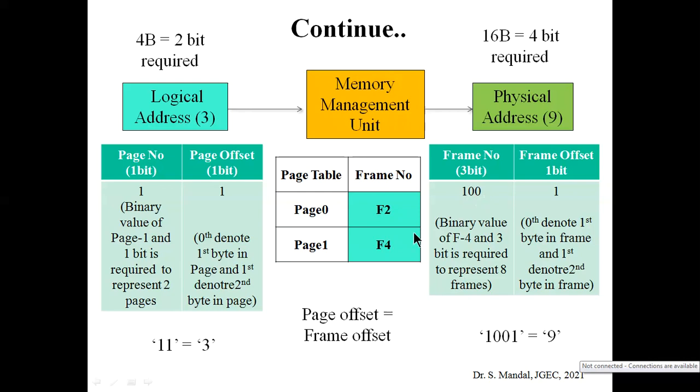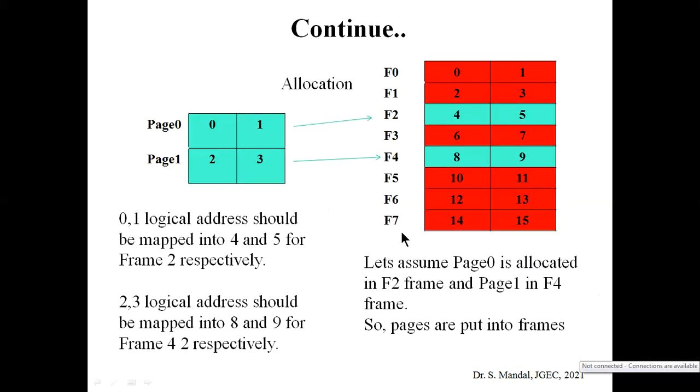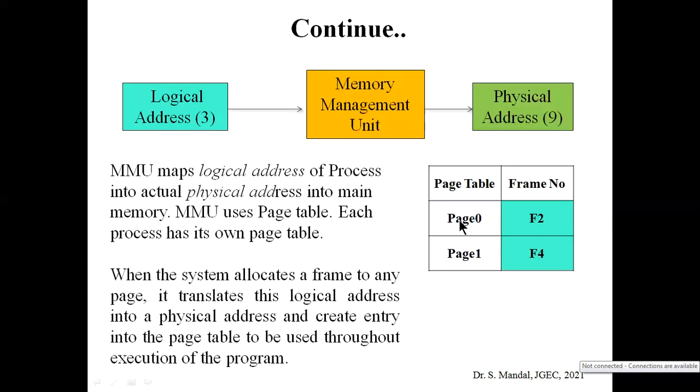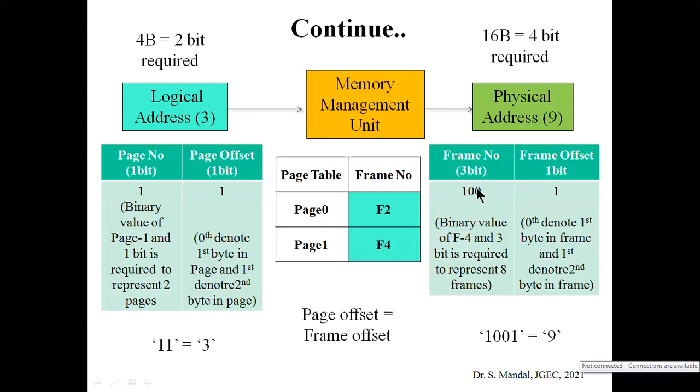Why should we use 3 bits? Because look at the frame number, there are 8 frames. To represent 8 frames, we need 3 bits only. However, to represent the total 16 byte memory, we need 4 bits. But to represent 8 frames, we need only 3 bits. So you can see that 4 is represented by 100, 3 bits only. The binary value of frame 4 is 100, and 3 bits are required to represent 8 frames only.